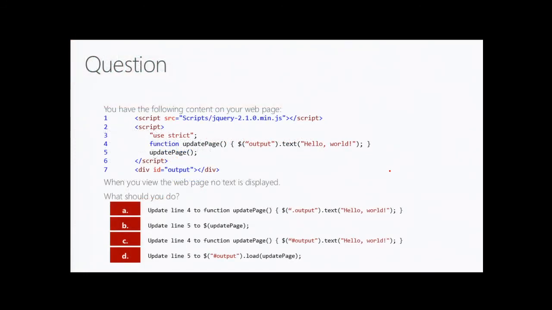All right, so we have a web page, and we have a script here, jQuery. Update page. We go output.text hello world, and then we call update page. And we have our div ID output. But when we run this, nothing happens. So something is wrong. What should we do? I'm going to give you a couple seconds, and then we're going to talk about what we think the answer is.